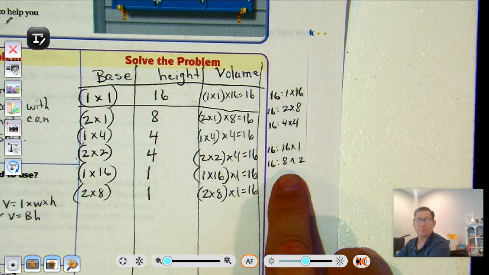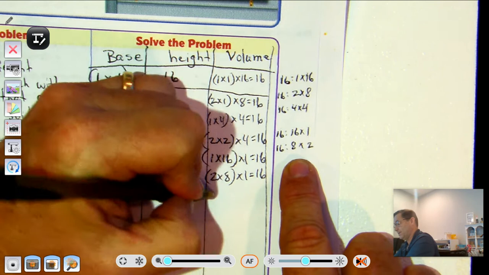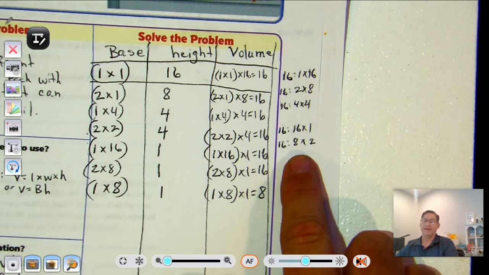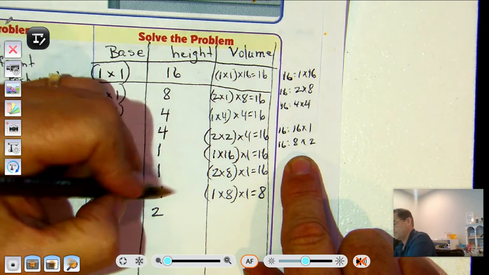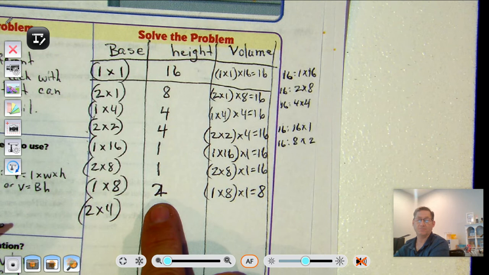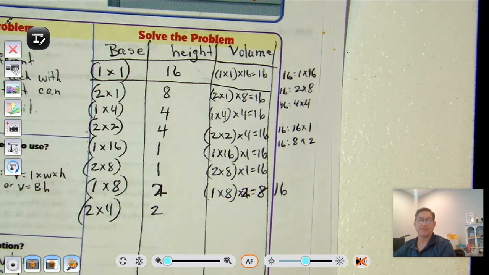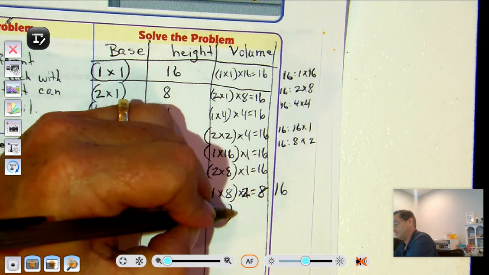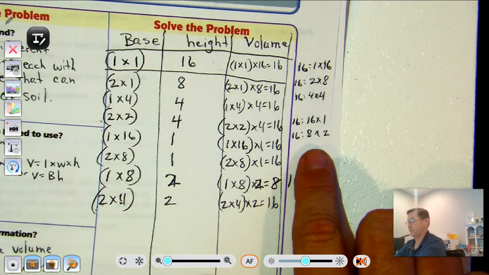Now how about 8? What if I had a base of 8? Well, I could have 1 times 8 times 1. Okay. Are there any other ways of making 8? Yeah, 2 times 4. I got to change the height here to 2. 8 times 2 is 16, not 8 times 1. 4 times 2 is 8. 8 times 2 is 16. Are there any other ways of making 8 using 2 factors?